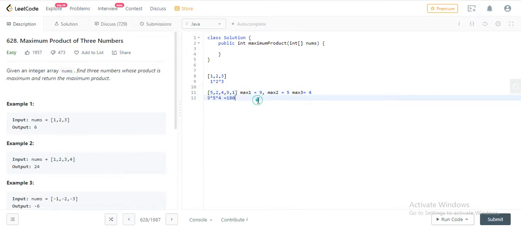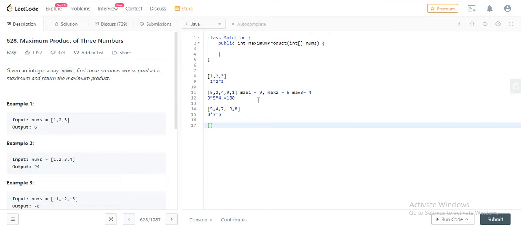Now suppose another array came, like 5, 4, 7, minus 3, 5, 8. Anyhow, here also we can just find the three maximum numbers and return their product: 8 multiplied by 7 multiplied by 5. Let's take another scenario, where one more negative friend comes into the array. So what will we do in that case?